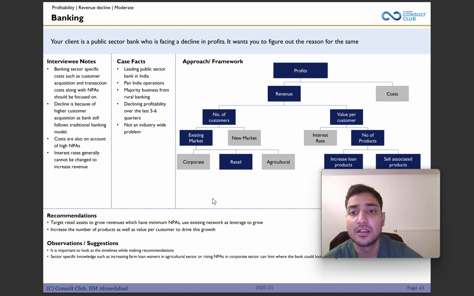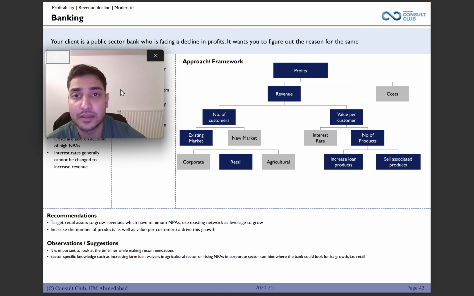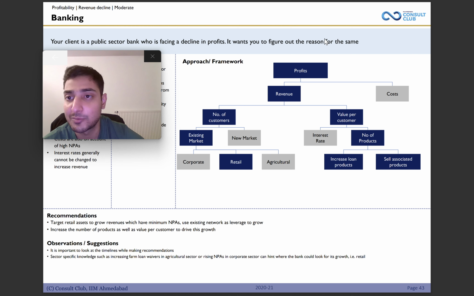If you give a rough sheet to the interviewer, he will understand how structured your thinking is. So the profits were divided into revenue and cost. We were able to focus on the revenue side. Revenue is divided into number of customers and value per customer. Number of customers was divided into existing markets and new markets. The problem was in the existing market. The existing market was where we were giving loans, which was in corporate, agriculture, and retail. Retail was the one where the problem was.